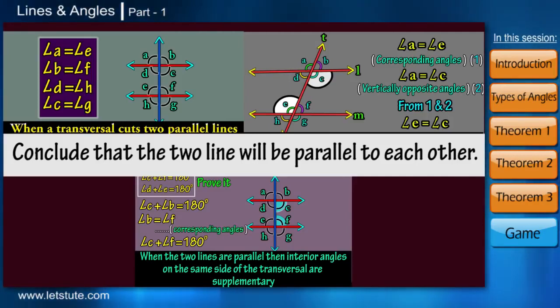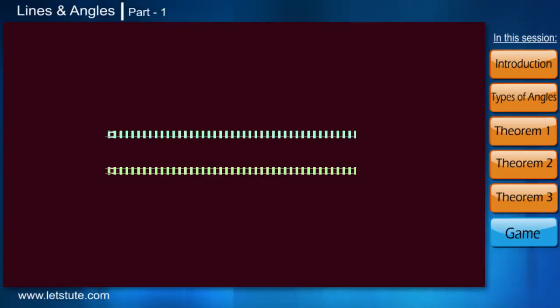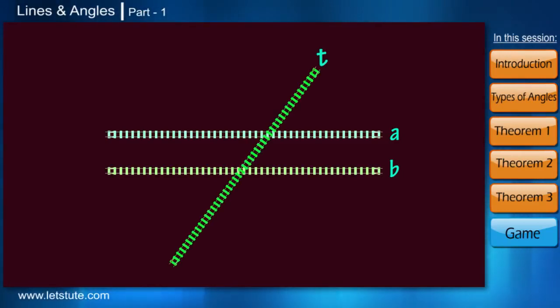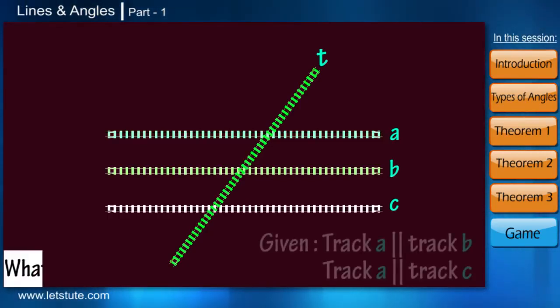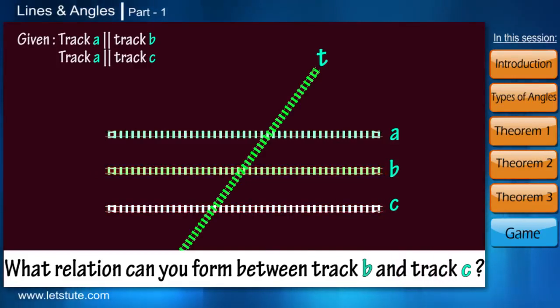Now, since we have learned so much about parallel lines and the angles formed by them, let's see if we can answer this question. You are given 2 tracks, A and B, which are parallel to each other. Now, both the tracks are cut by another track T. Track A also has another track C parallel to itself. Now, what relation can you form between track B and track C?